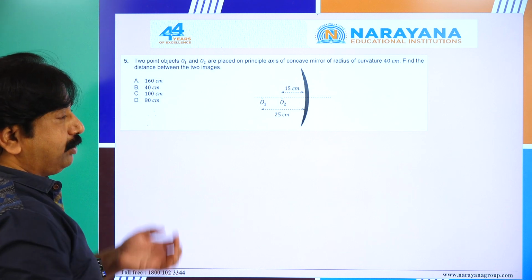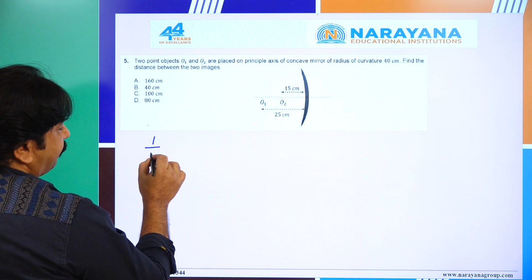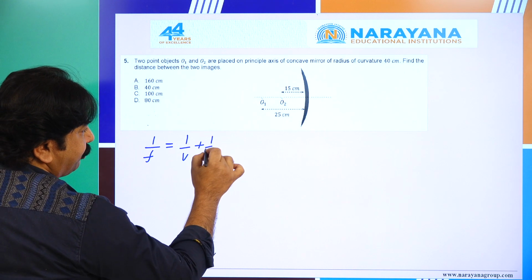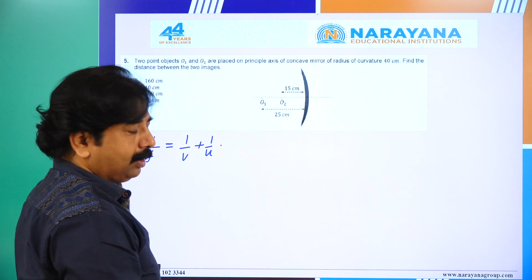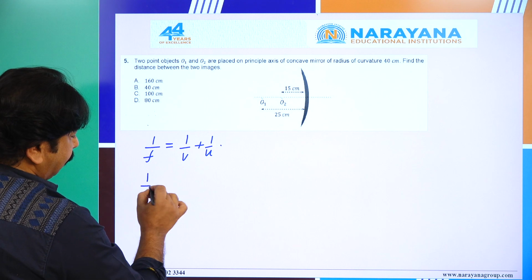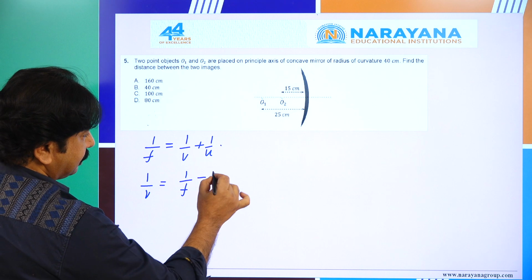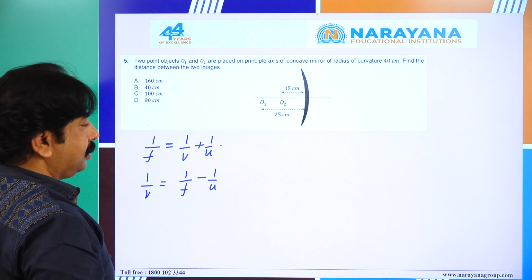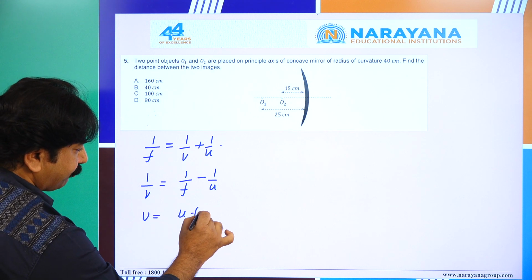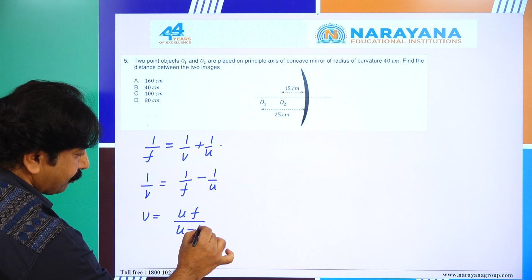Now, image distance we have to calculate. Here, observe the points. Basically, what is the formula for this case? 1 by f is equal to 1 by v plus 1 by u. This is the formula. Now, you have to calculate the v values only. That's why I am substituting 1 by f minus 1 by u. And moreover, we can write the formula v is equal to uf by u minus f.